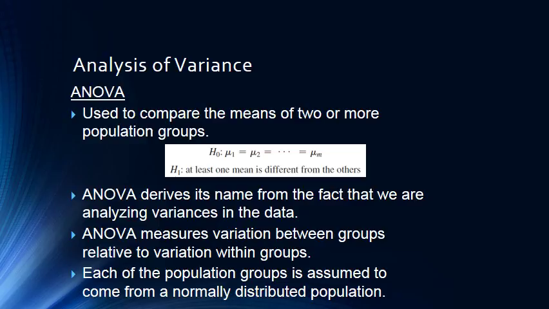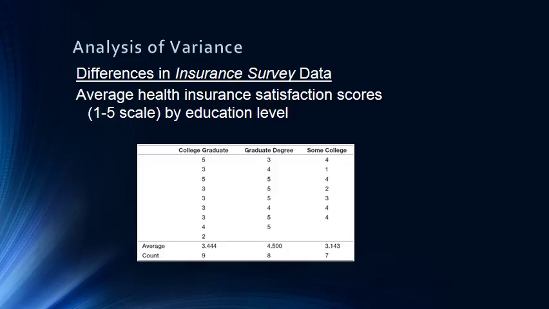There's another test called the analysis of variance, or ANOVA for short, which is used to compare the means of two or more population groups. ANOVA derives its name from the fact that we are analyzing variances in the data, and each of the population groups is assumed to come from a normally distributed population. An example using insurance survey data: the average health insurance satisfaction scores, 1 to 5, by education level.